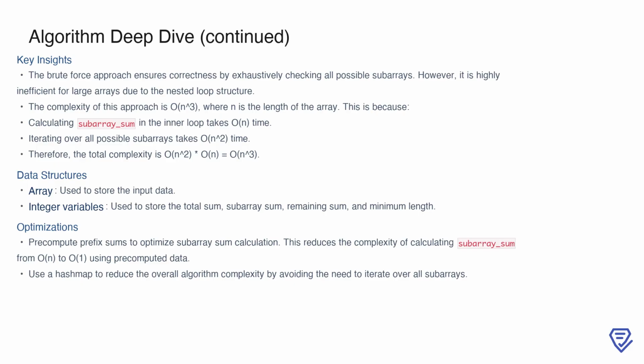First, by pre-computing prefix sums, we can reduce the time needed to calculate a subarray sum from n to 1, as the prefix sums allow us to retrieve subarray sums instantly. Additionally, we can use a hash map to optimize the algorithm further by avoiding the need to explicitly check all subarrays. These improvements significantly reduce the computational overhead, making the algorithm more suitable for larger input arrays.